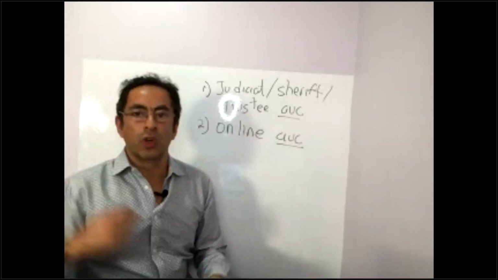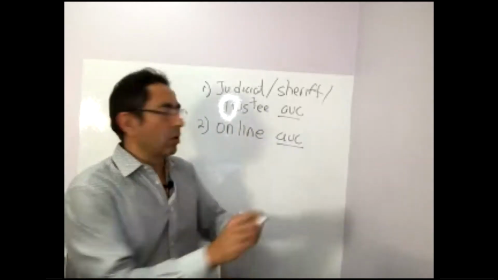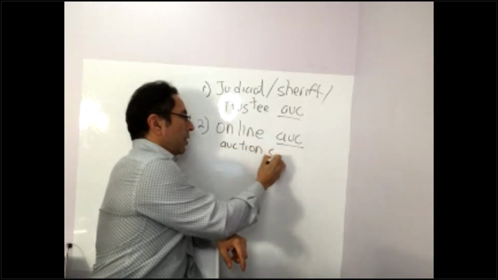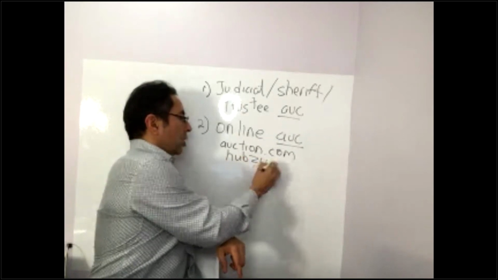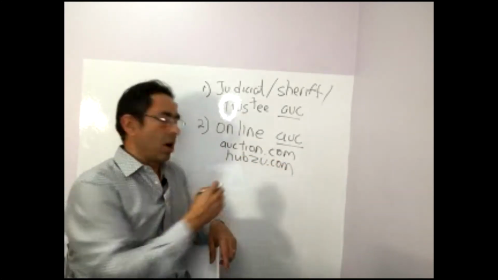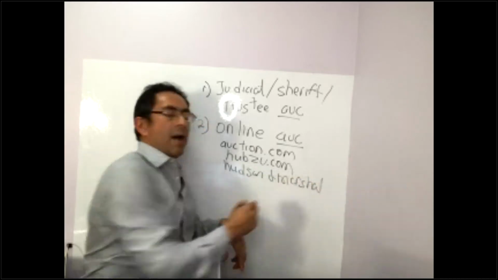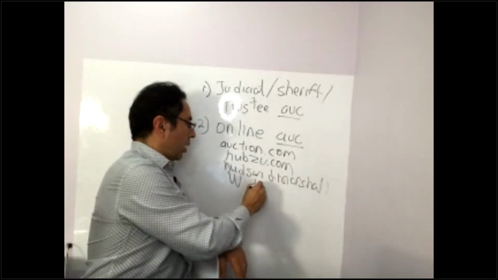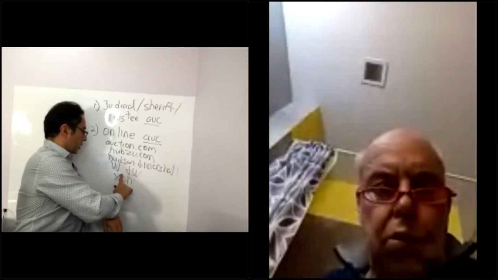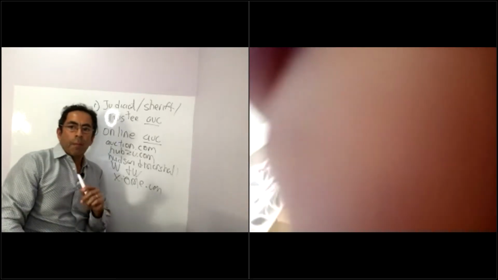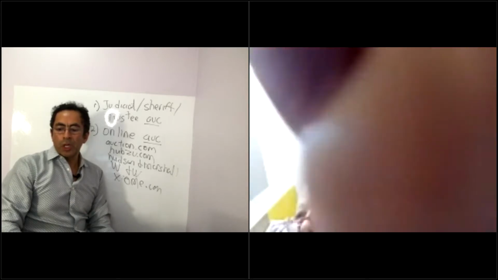Now, the next type of auction, it's called online auction. So you've probably heard of auction.com, right? I'm going to give you the main ones. Hubzu.com. Then you have Hudson and Marshall. And then you have Williams and Williams. You have XOME.com. So these are a few of the most important websites. Okay, now we are going to be focusing on auction.com and hubzu.com. Those are the most important ones in the market.